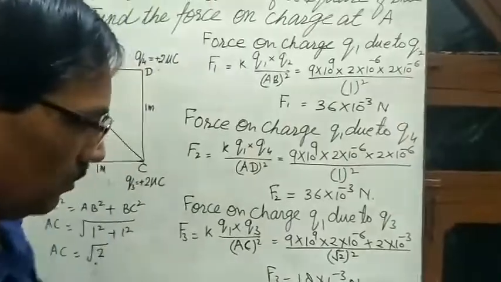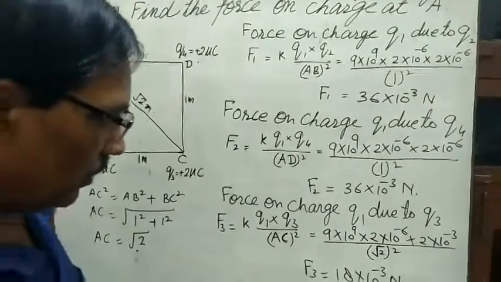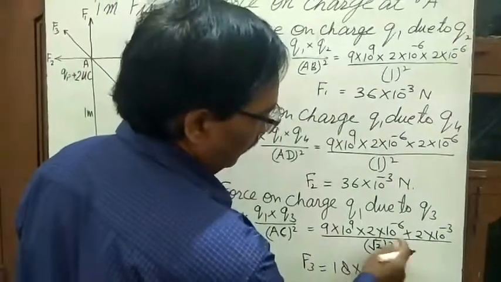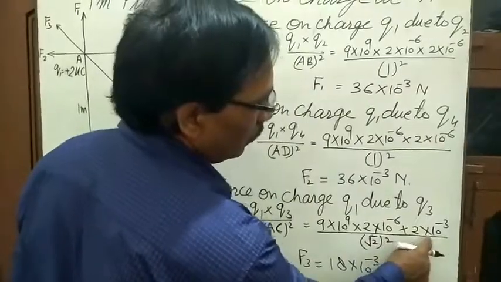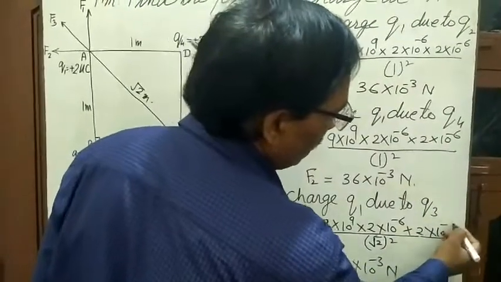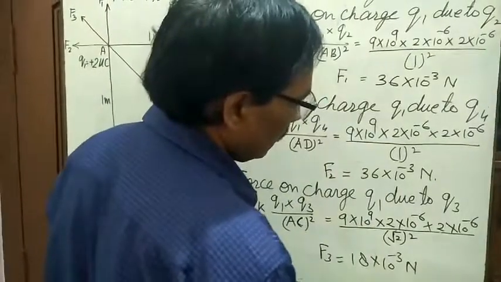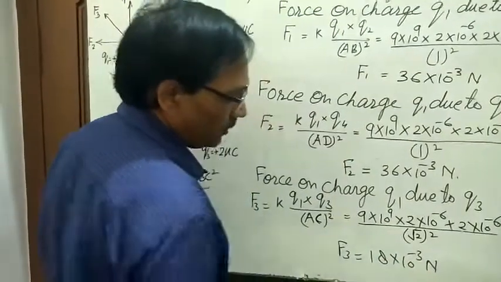Now, this is 2 into 10 power minus 6 into 2 into 10 power minus 6. It is minus 6, so minus 6 minus 6 is minus 12, and 9 plus, we will get 10 power minus 3.